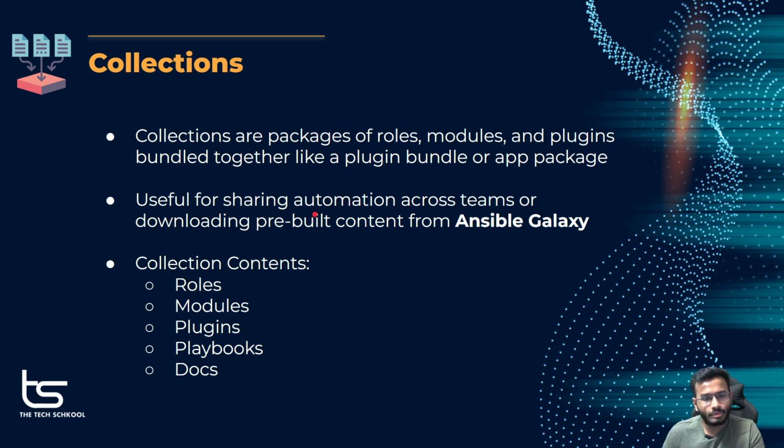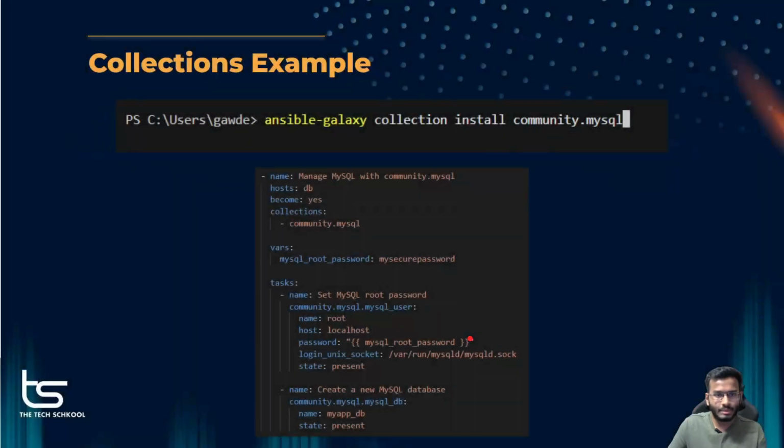As mentioned over here, it is very useful for sharing automation across teams, or for downloading pre-built content from Ansible Galaxy. So these are the collection contents. It contains roles, modules, plugins, playbooks, and relevant documentation on how to get started when you download a collection from the internet. So let's immediately look into an example and it will get much clearer.